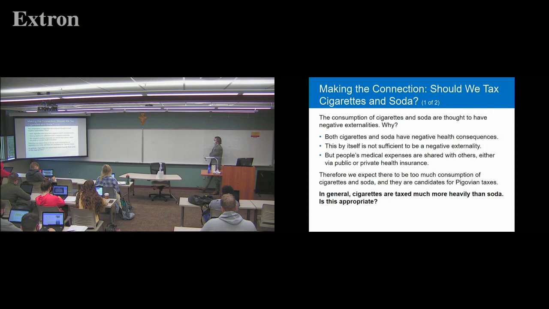Okay, so let's look at another real world example. Should we tax cigarettes and soda? These are two very common excise taxes that we see. We typically call these sin taxes. Sin taxes are when you have something with a negative externality, a product or an action, so the government places a tax on them to reduce the consumption of these goods. So cigarettes and soda are two examples of sin taxes.